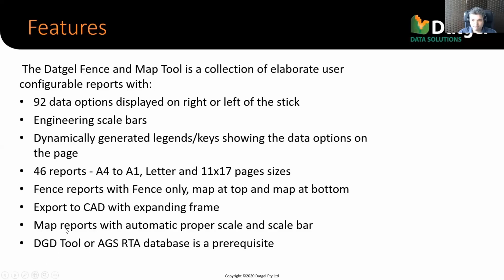Yes, there are maps. They automatically present the proper scale. It'll fit the data to, say, if the next good scale is 1 to 1,000, it will pick 1 to 1,000 automatically with proper scale bars.